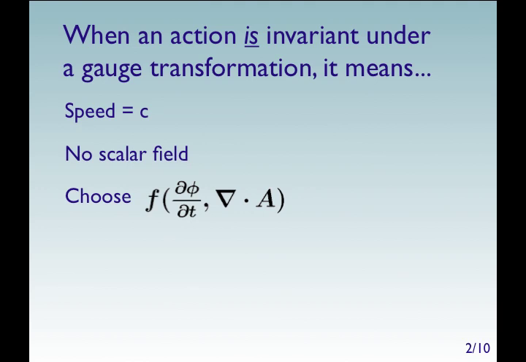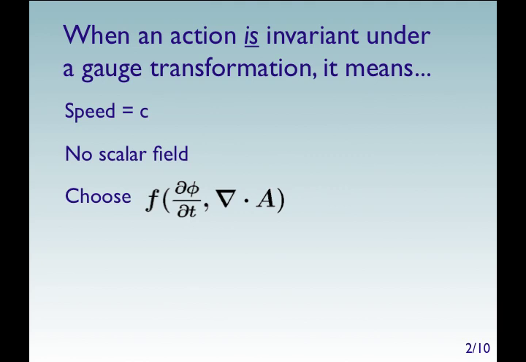And this slide describes that when the action is invariant under a gauge transformation, it means several things. First of all, that the speed of particles in the field is c, the speed of light. That there is no scalar field. And you are free to choose the gauge. Now, what does that mean?